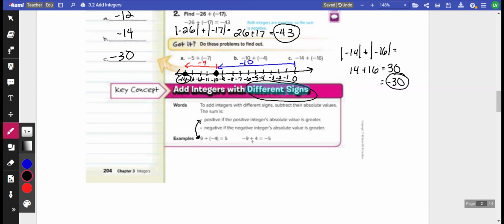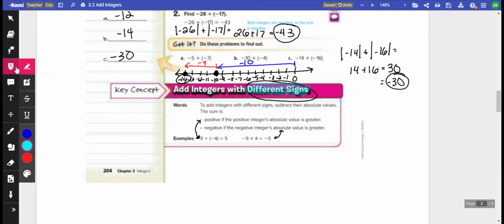Negative 9 plus 4 equals negative 5. That's indicating that the absolute value is greater with the negative 9. If it helps, you can highlight to know that they're differentiated.